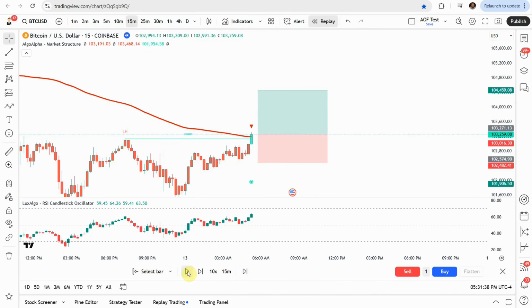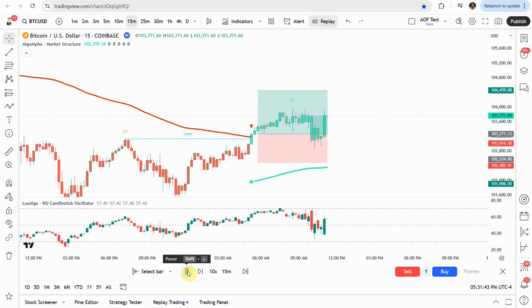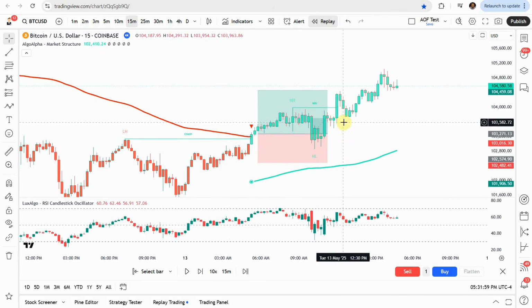Let's go ahead and play this one forward and see how it plays out. And this one takes just a little bit longer, but we eventually stair step our way up, getting us to our take profit once again. Alright, so that puts us at the end of the testing right there.